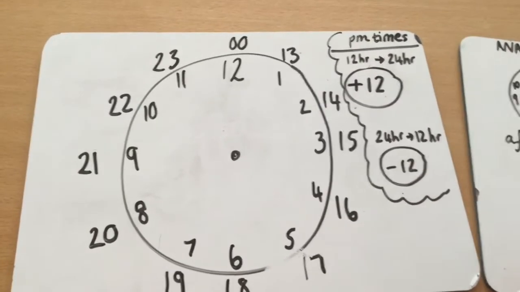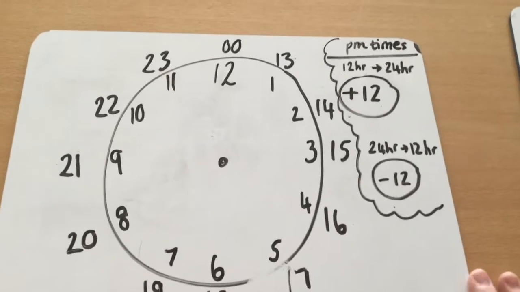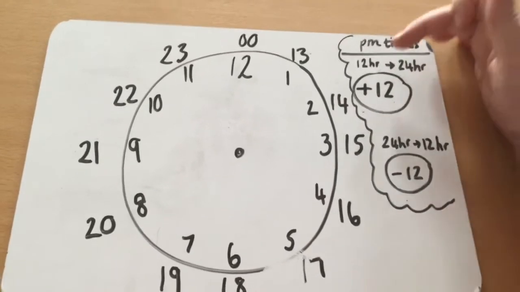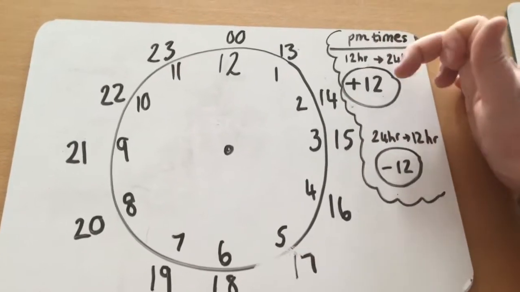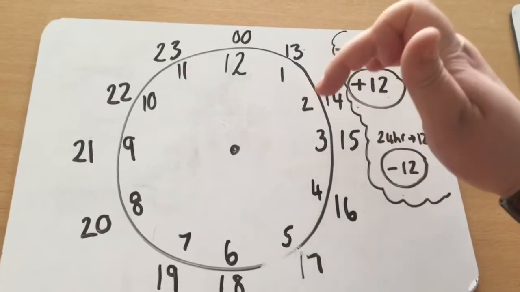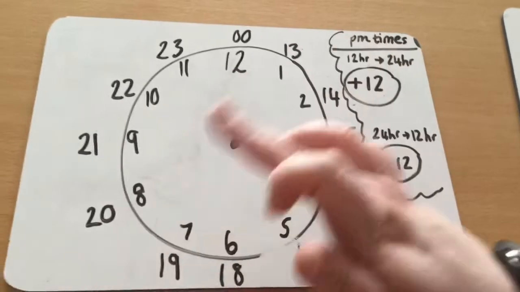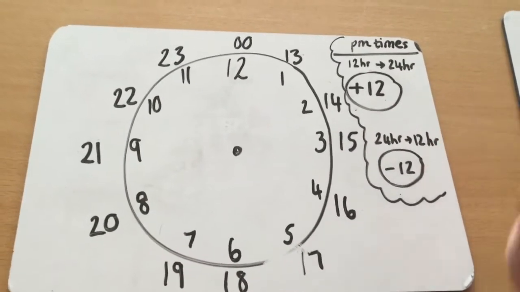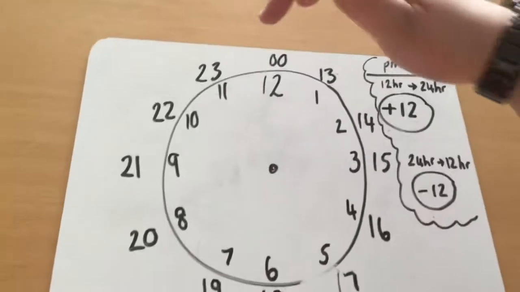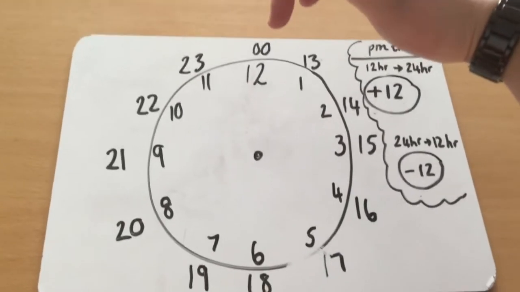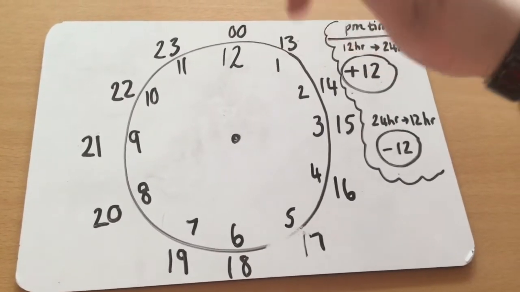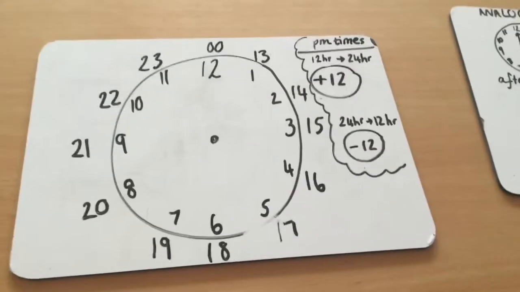So from here, pupils should realise that if they are converting PM or afternoon, evening times from 12-hour to 24-hour, they're adding 12 hours, so 2 add 12 is 14, and so on. Or if they're converting it back, they can take away 12 hours. Pupils should also notice that midnight is written as 00 before going on to 1, 2, etc.